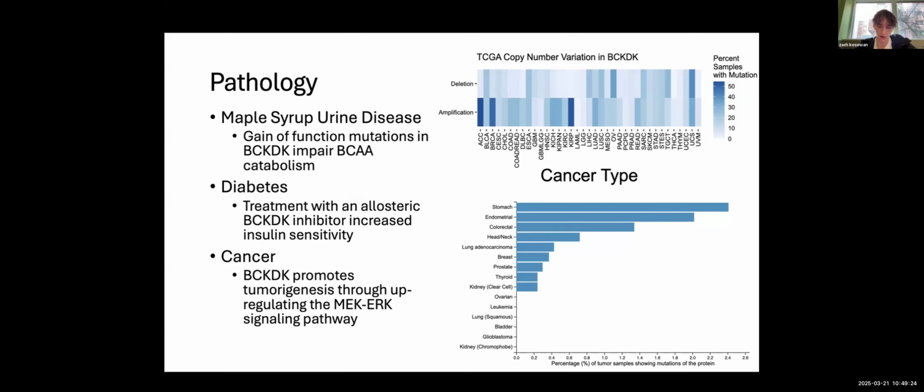BCKDK is frequently overexpressed or mutated in both colorectal and other forms of cancer. And this could be important for diagnosis since BCKDK has potential to serve as a clinical biomarker. And it could be important for treatment because there are a number of known inhibitors of BCKDK, which could be used to prevent tumor growth.